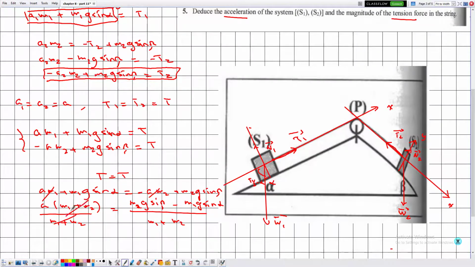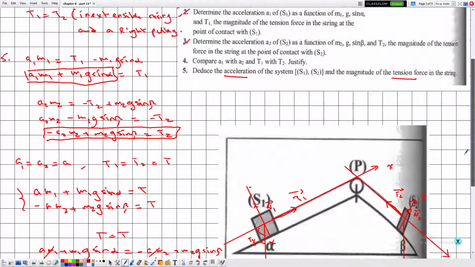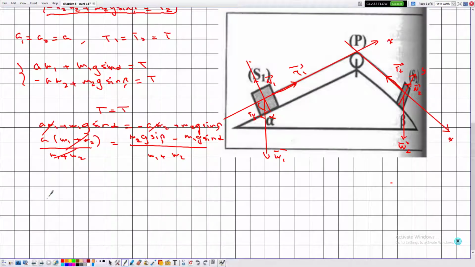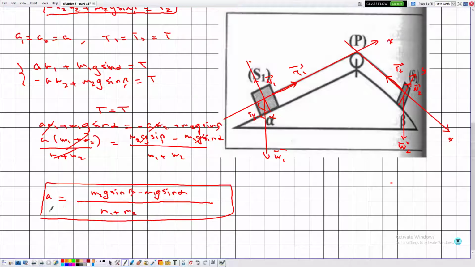So what do we get? We get that the acceleration is given by G as a common factor, or let me keep it like this. It is suppressed by the total mass of the system undergoing motion. We have M2 G sine beta minus M1 G sine alpha. And now let me interpret this result and relate it to the first part.